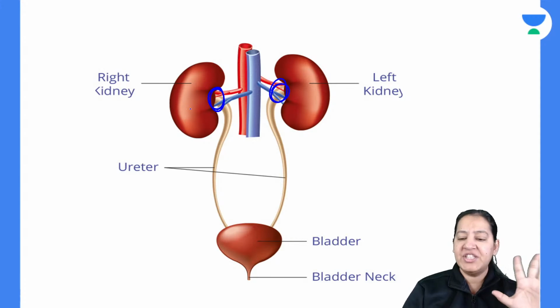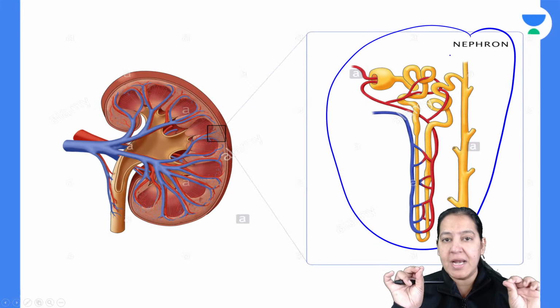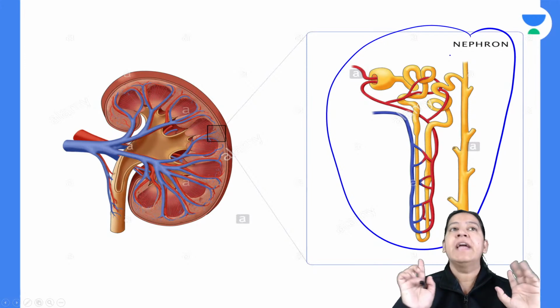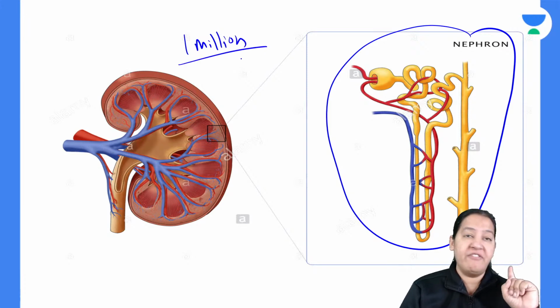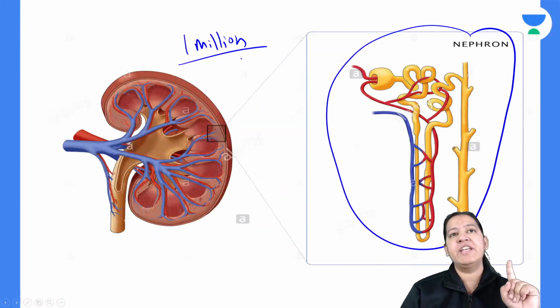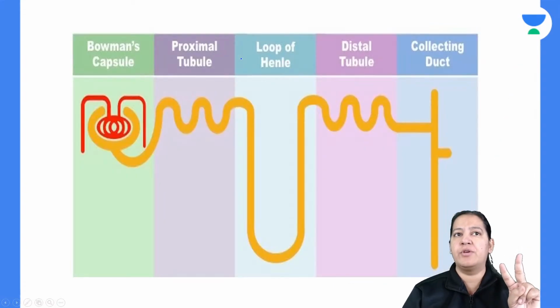Now, inside each kidney, there are nephrons. Nephron is the structural and functional unit of the kidney. Each kidney has 1 million nephrons. Please remember, each kidney has nearly 1 million, so 2 kidneys have 2 million nephrons. That is the structural and functional unit of the kidney.